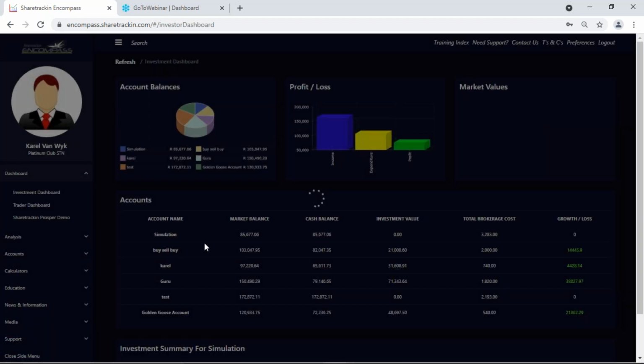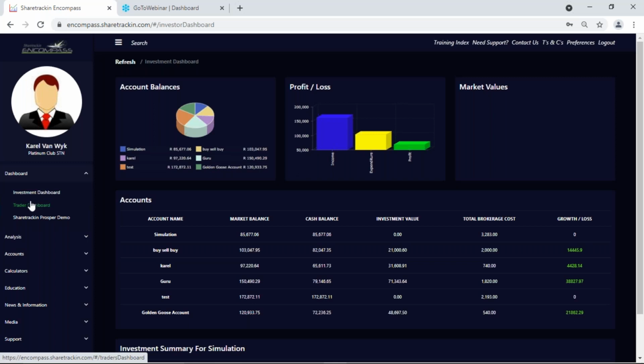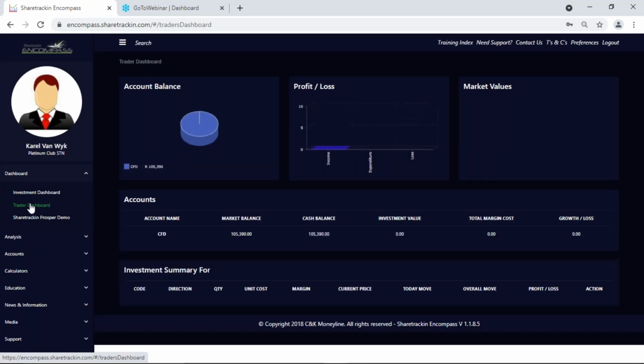While it's busy logging in, you will see that I have an investment dashboard and a trader dashboard on the left-hand side in the side menu. The trader dashboard is the dashboard that we will be using to trade our CFDs. Now, as you can see here, I have my CFD account on. I started it with 100,000. So I already made 5,390 Rand profit.